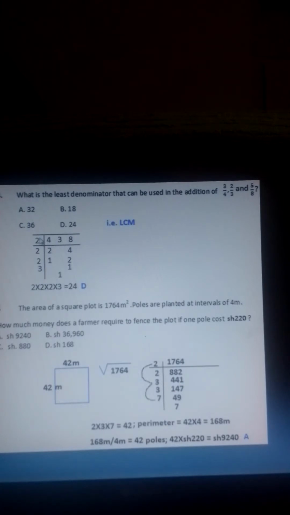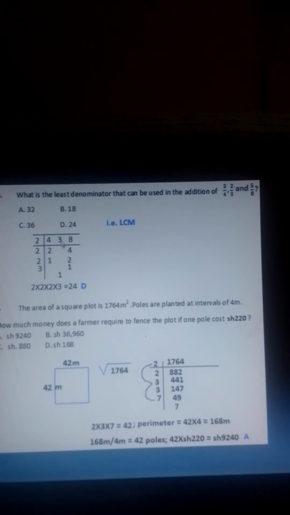So we use the prime factors. Starting with the 2, we have 2 here. 2 goes into 4 twice. 2 goes into 8 4 times. Now, these 2 and 4 are still divisible. 2 goes into 2 once. 2 goes into 4 twice. 2 is still divisible by 2. So 2 goes into 2 once.